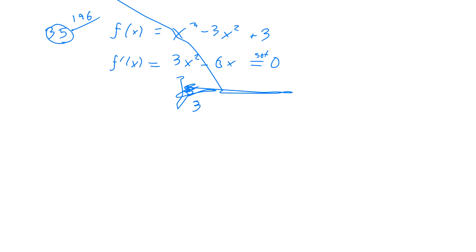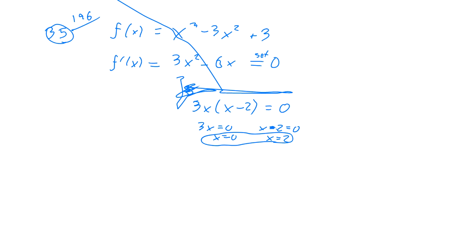So if I factor out the 3x, I have 3x times x minus 2 equals 0. So either 3x is 0 or x minus 2 is 0. So I'm getting x equals 0 and x equals 2. So those are my two critical numbers. And now let's apply the second derivative test at each of those.